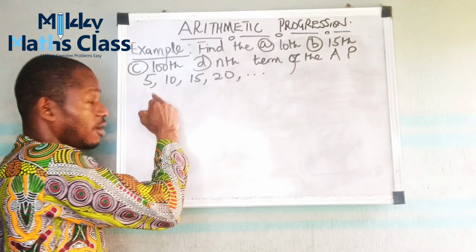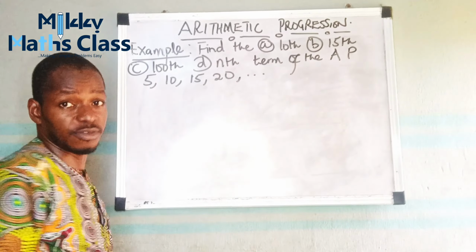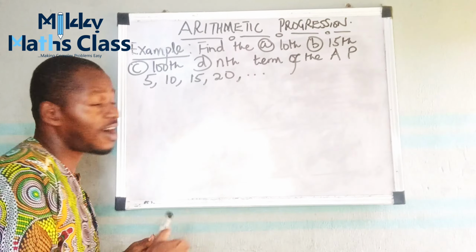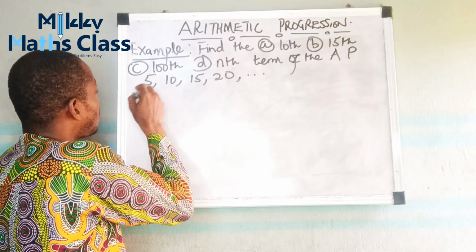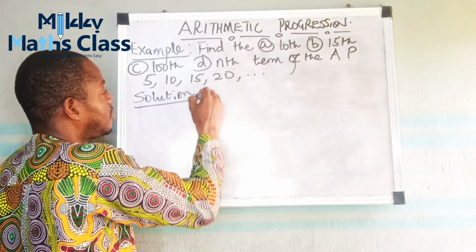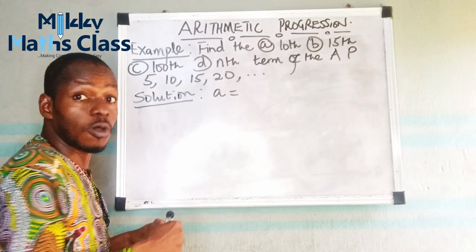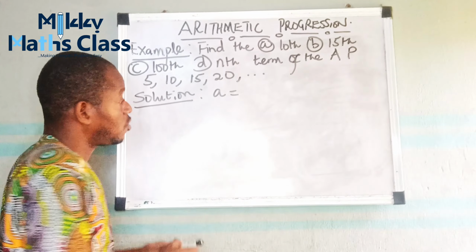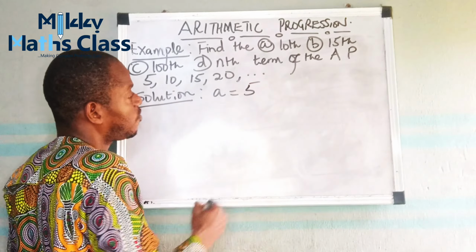That's our 5, 10, 15, 20. This is the arithmetic progression. So how do we do it? The first thing we need to identify is our first term. So, solution: our first term is the first number in the progression, which in this case is 5. That's the first number that was given. So our a is equal to 5.